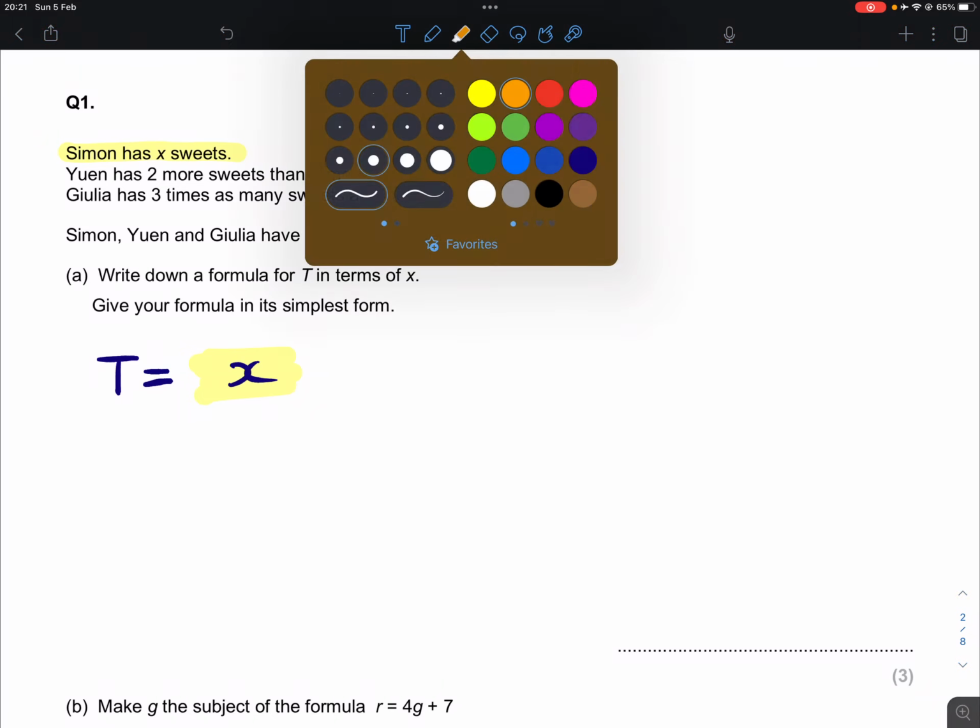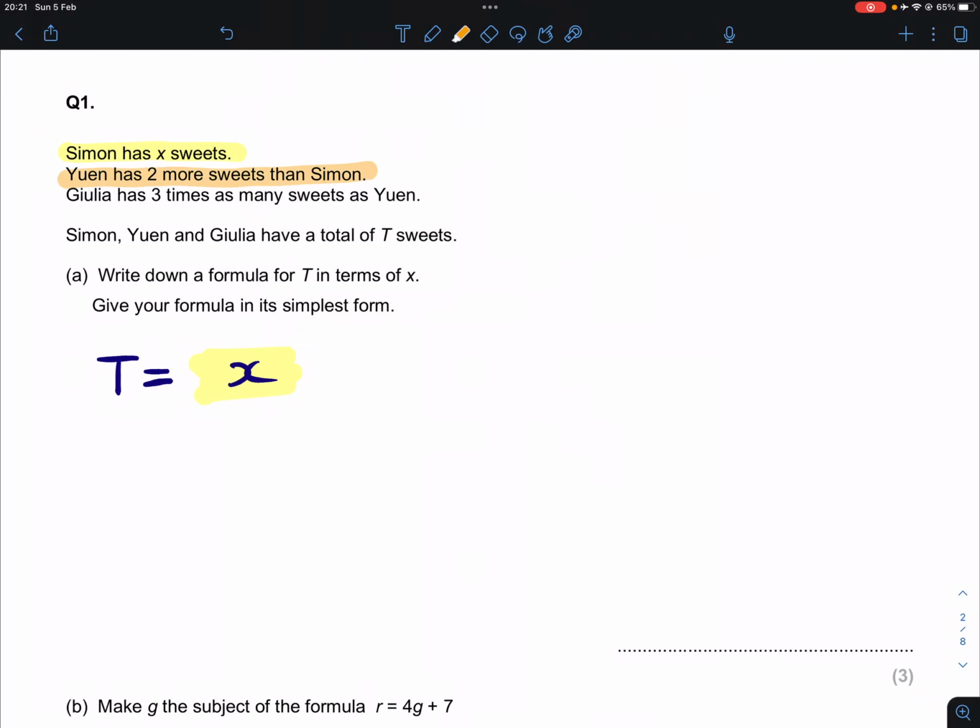For Ewan, he has 2 more sweets than Simon. So that means that we're going to have 2 more than X, which means we're going to have X plus 2. So we're going to take that original X of Simon's, we're going to add the Ewan's, which is X plus 2.